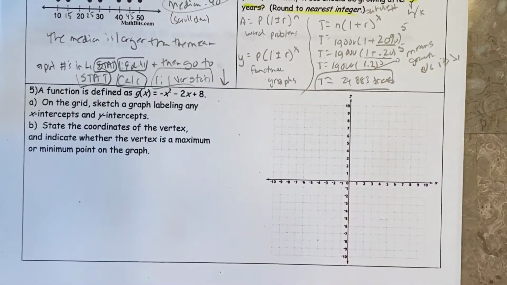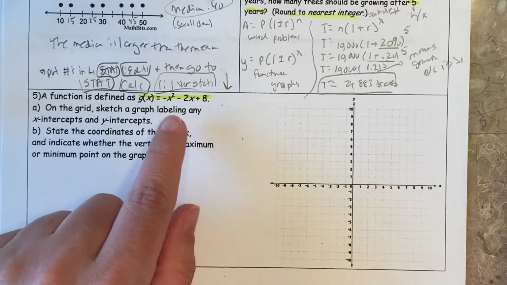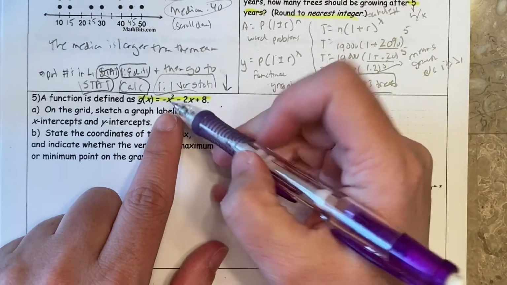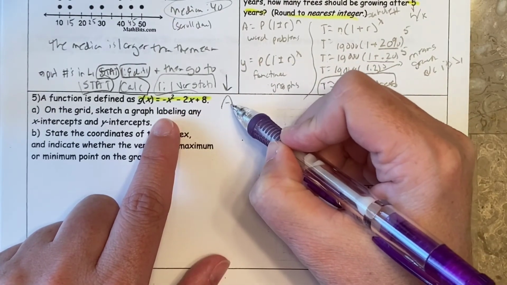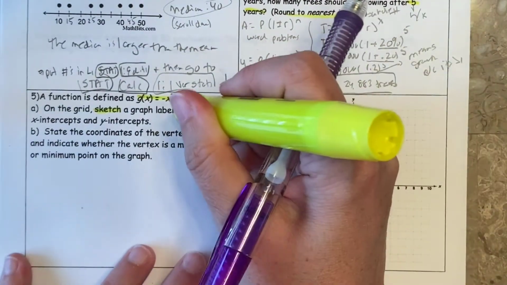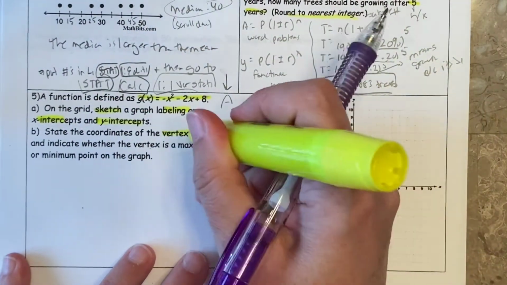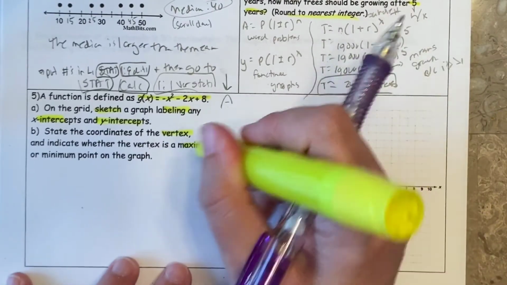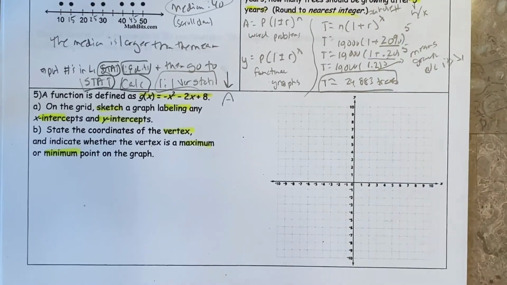Already on number 5. A function is defined as g of x equals negative x squared minus 2x plus 8. So automatically I look at this, I analyze it, I see a squared, so I know it's a parabola. I see a negative, so I know it's going to be a sad face. On the grid, we're going to sketch the graph, label the x and the y intercepts, state the coordinates of the vertex, and say whether the vertex is a max or a min. So we have a lot going on over here, but nothing you guys cannot handle.